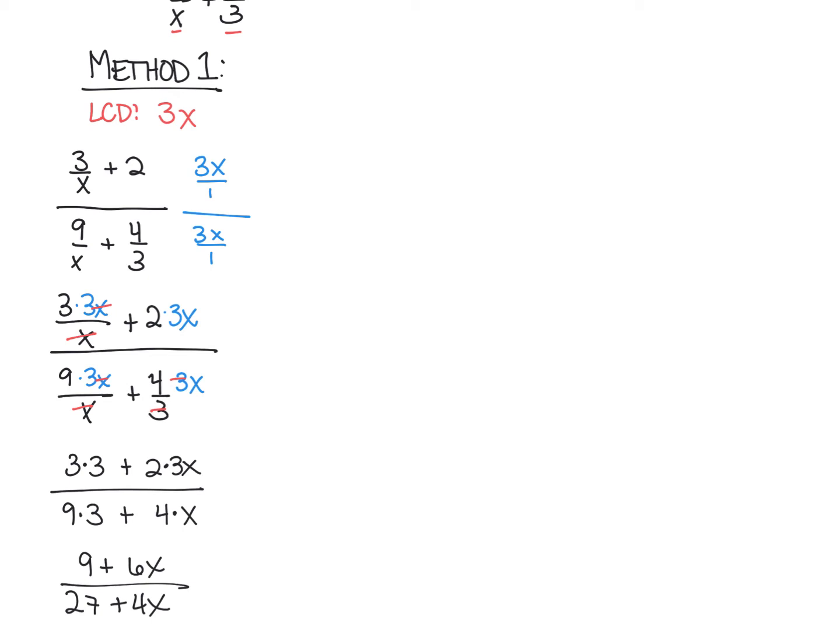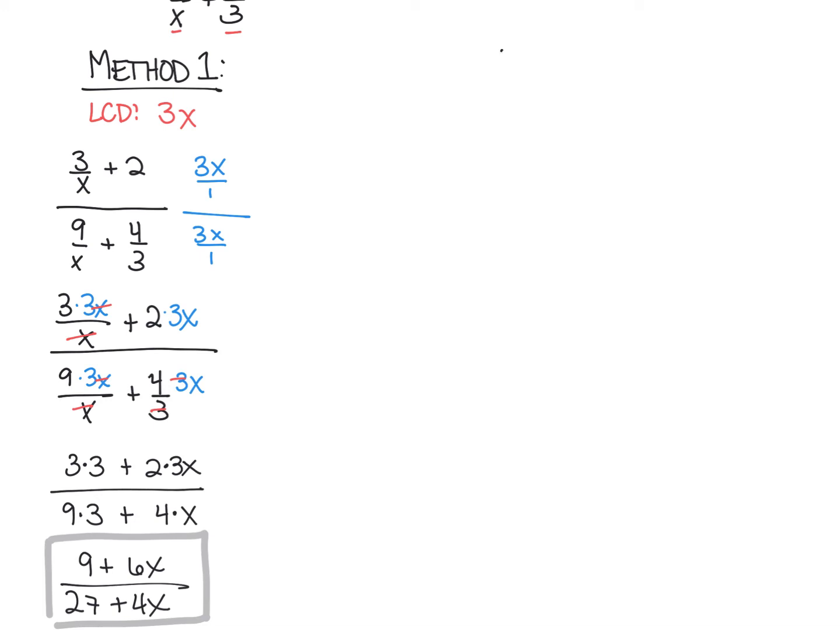What I would look for is to see if I could cancel anything. I cannot. So this would be my simplified expression using method 1. And we'll go back and talk about excluded values or domain restrictions here in just a second.